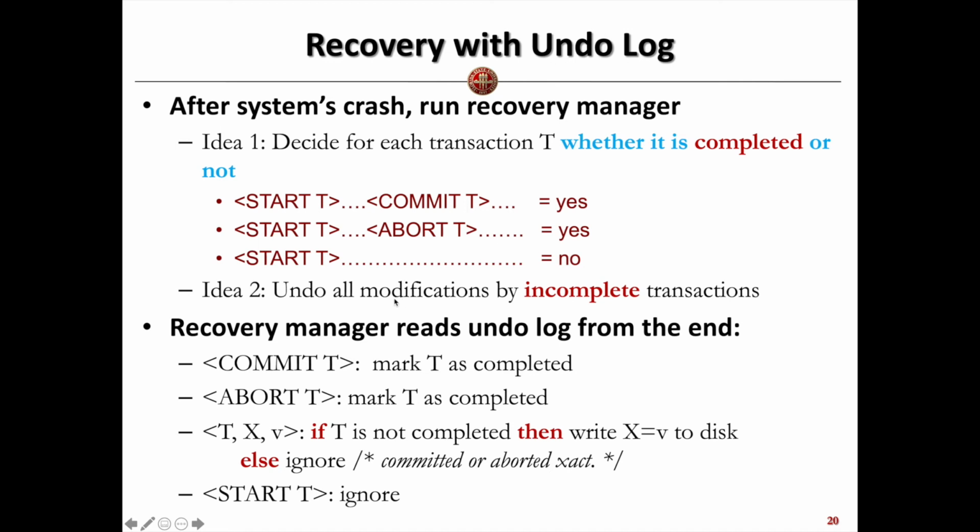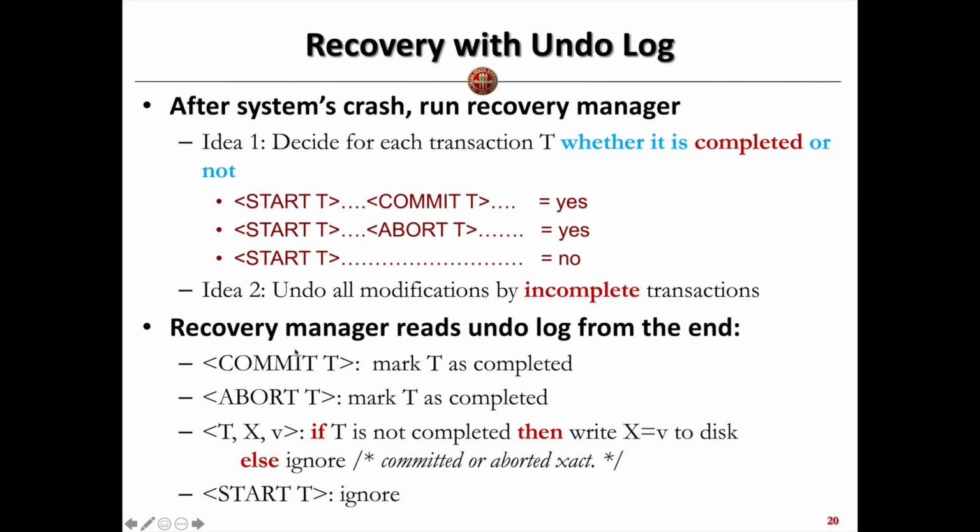So the general idea for the undo logging is to undo all the modifications by these incomplete transactions, because all the completed transactions have no effects or change on the state of the database system, right? So before the crash, if they are completed already and the system is consistent, then after the crash, all the completed transactions will have no effects on the inconsistent state. And we have to undo all these incomplete transactions only.